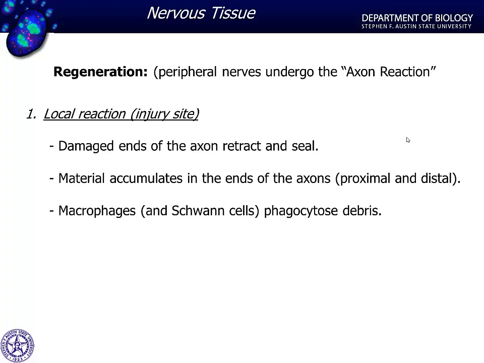Let's say you have severed an axon. What's going to happen is the damaged ends, both the proximal and the distal portion of the axon, are going to retract in both directions, and they're going to seal so that you don't lose any more of the cytoplasmic material that has accumulated within. That material is going to continue to accumulate in the ends of these axons, and macrophages in the area, and to a lesser degree the Schwann cells, are going to remove any debris in the immediate area. They're going to start to clean that up to get ready for the process of regeneration.